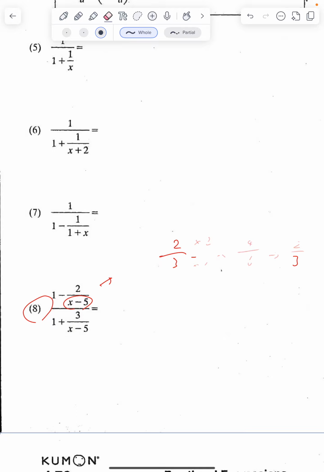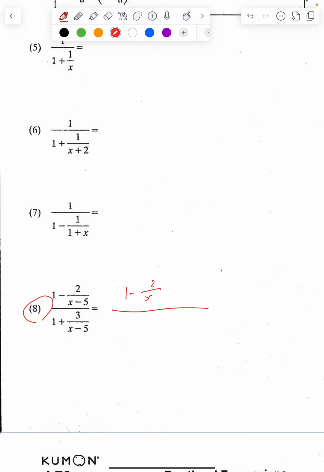So with that being said, I see that I have lots of fractions happening over here. I don't really like it. So what I want to do is multiply the top part by x minus 5, while I also multiply the bottom part by x minus 5 as well.